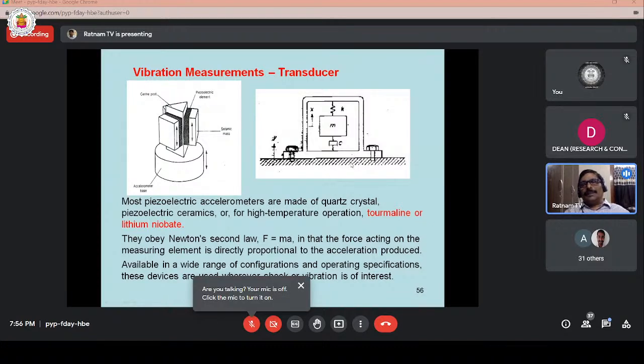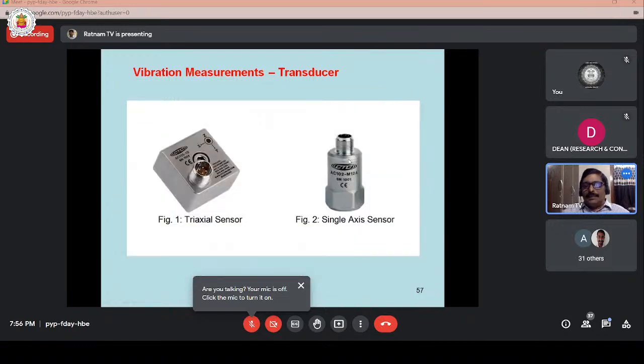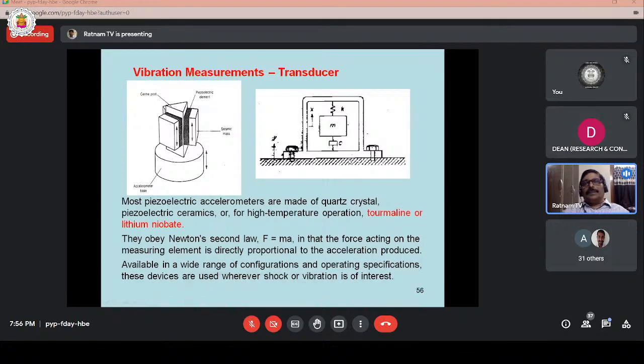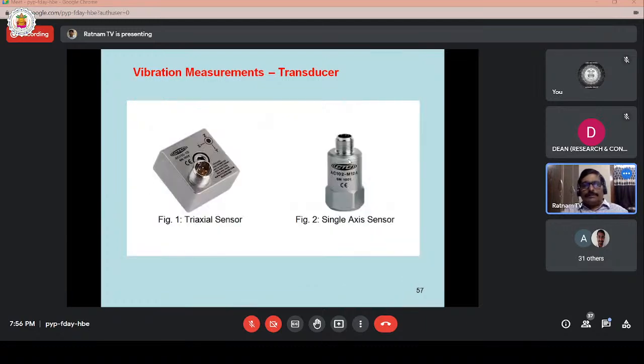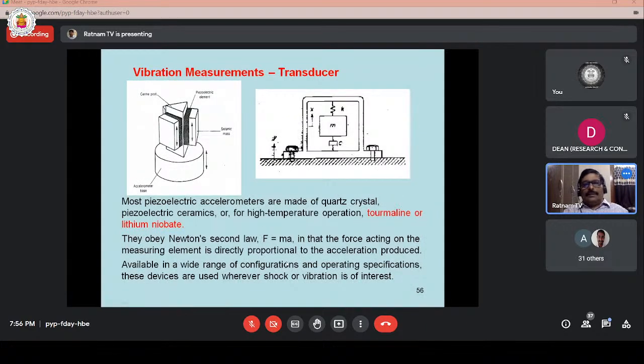Whenever this vibrating force is applied onto the crystal, the piezoelectric crystal will produce an equivalent charge output, or voltage output. The charge output will be converted into voltage, converting equivalent mechanical input into equivalent electrical output. These accelerometers are widely used in vibration and even shock measurements.